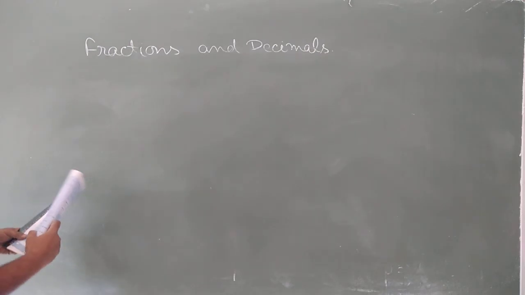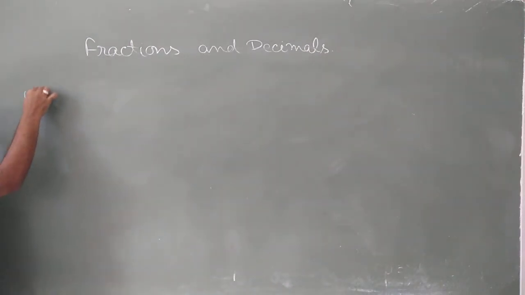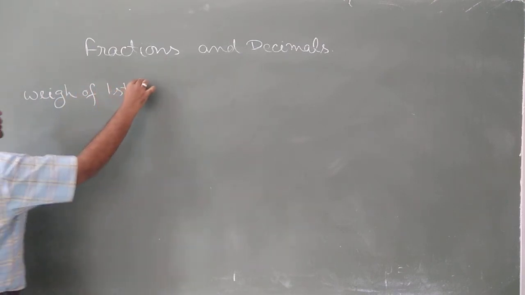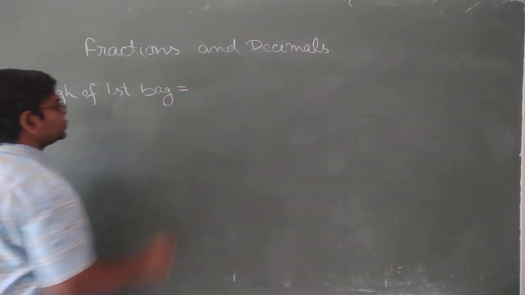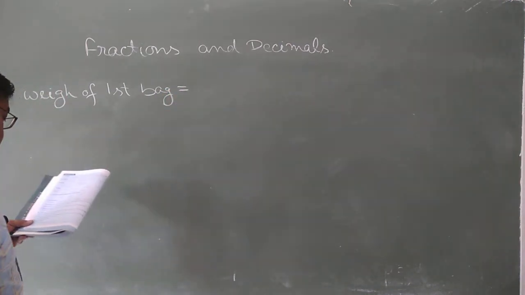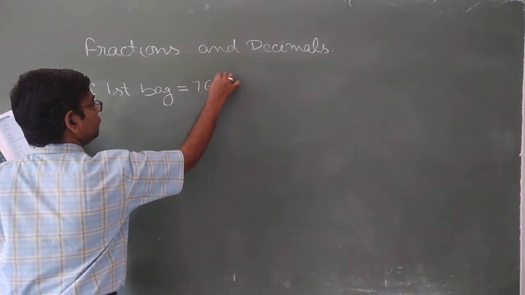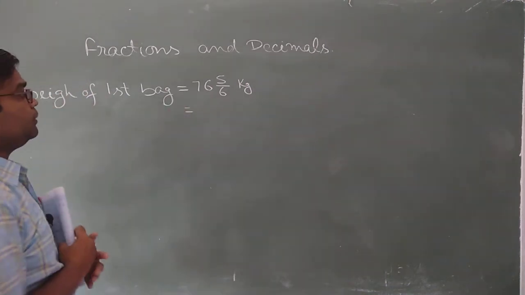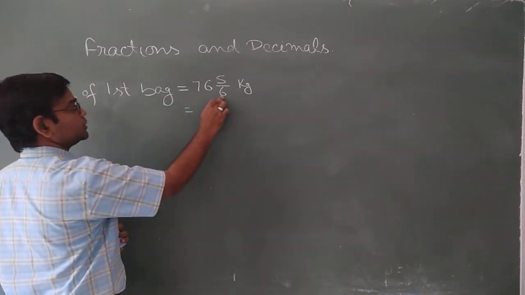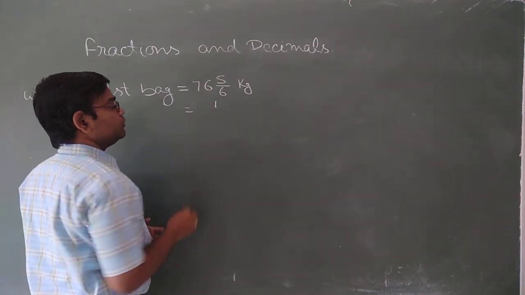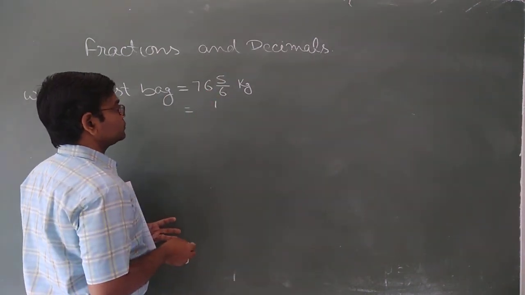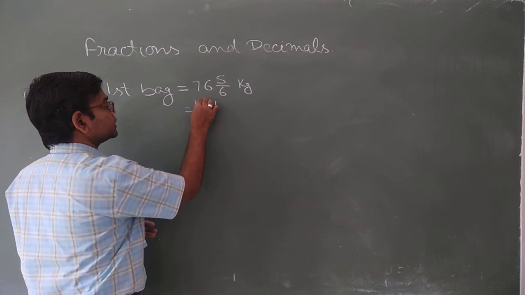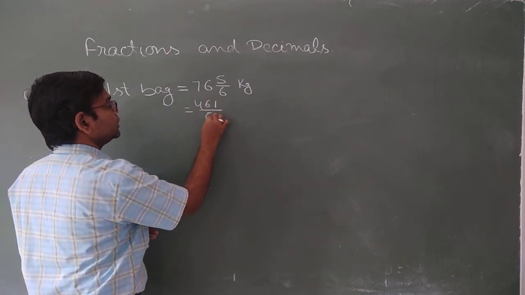So how do we solve? Here it is given: weight of first bag equals 76 whole 5 upon 6 kilogram, or we can simplify into an improper fraction. 6 sixes are 36, 36 plus 5 is 41, 4 carry, 6 sevens are 42, 42 plus 4 is 46, so 461 upon 6 kilogram.